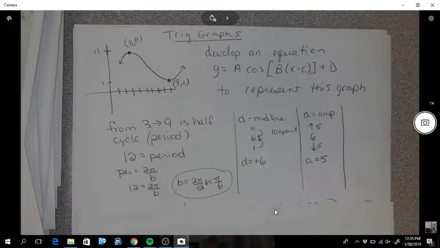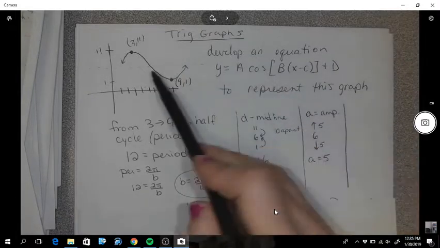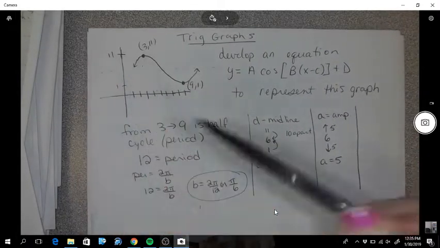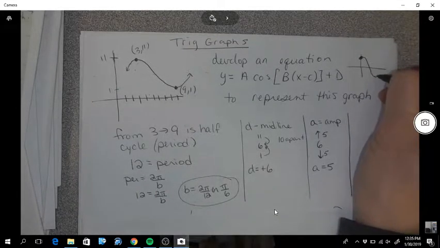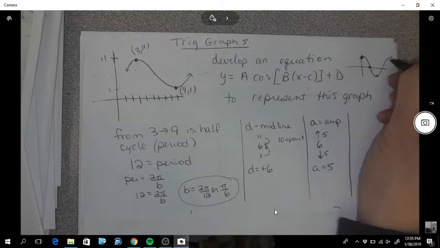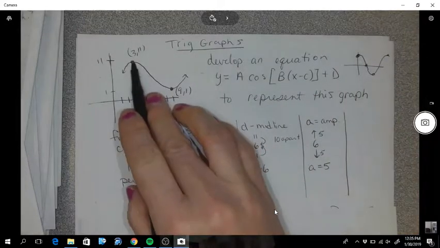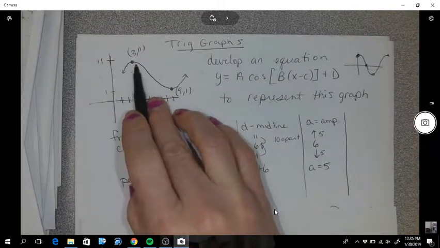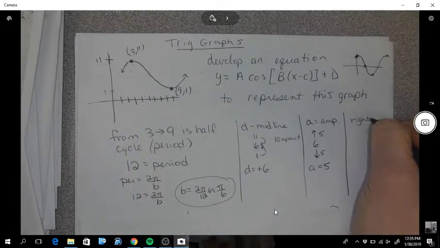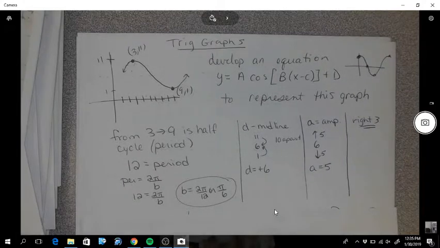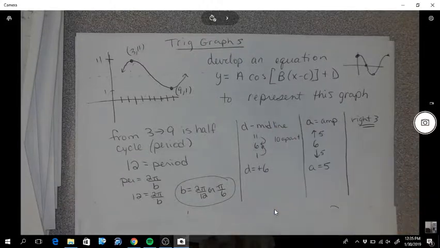Okay, now we have to think about where our cos starts. Our cos starting is usually up at a height of 1, right? So that's our starting point. If this is the starting point, then it would have got moved right 3. So we have to think about a right 3 movement. That means we're going to have to show a subtract 3 inside there, right?